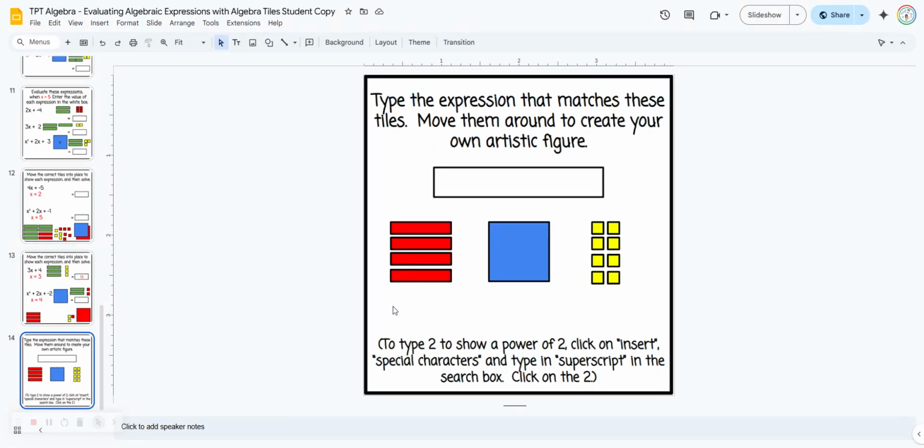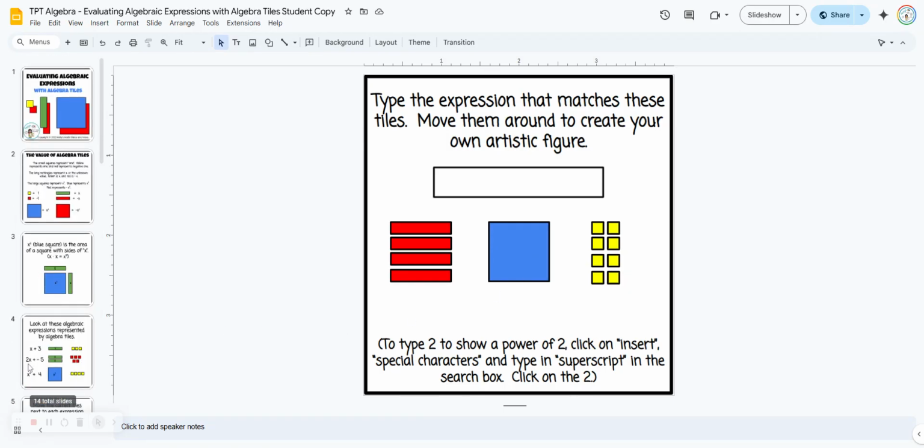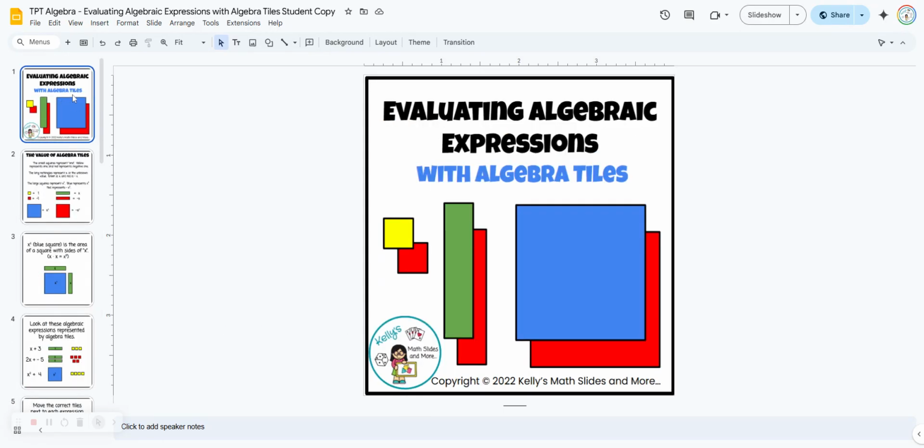When they get to slide 14, now here they're going to have to figure out what the expression is by looking at the tiles, and then they're going to do something artistic. They can be creative here and just make a design or something of their own creation using the tiles. So that is evaluating algebraic expressions with algebra tiles.